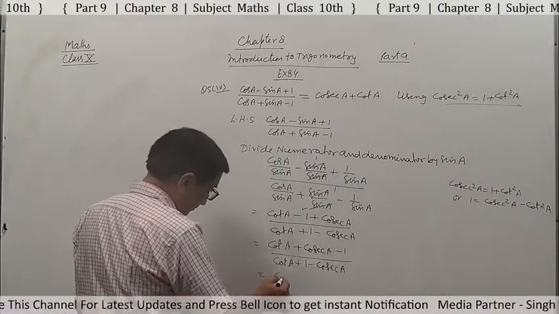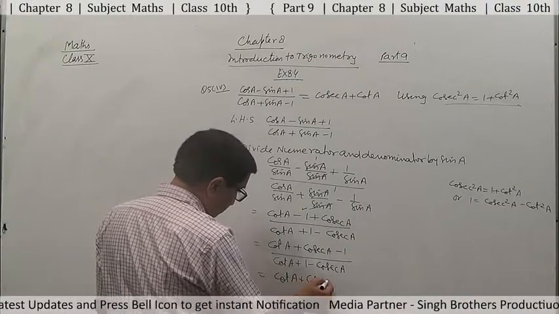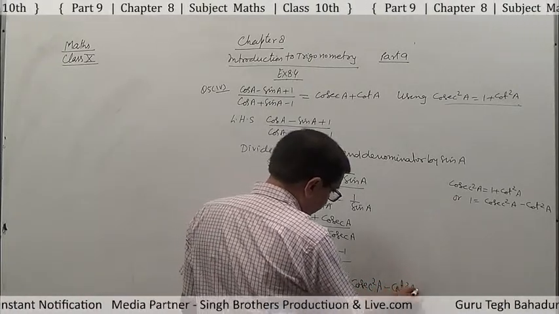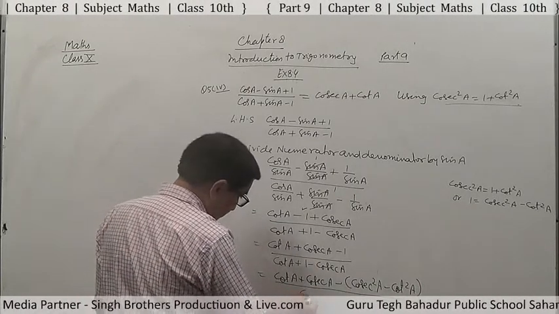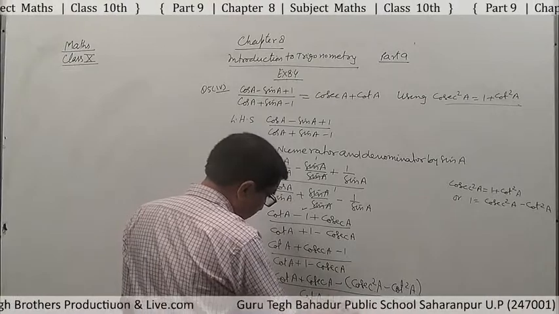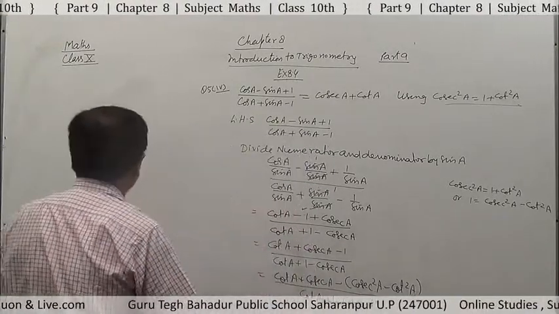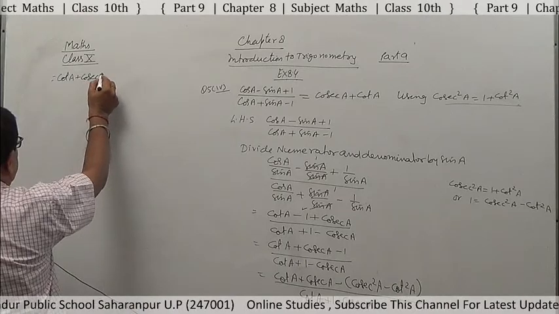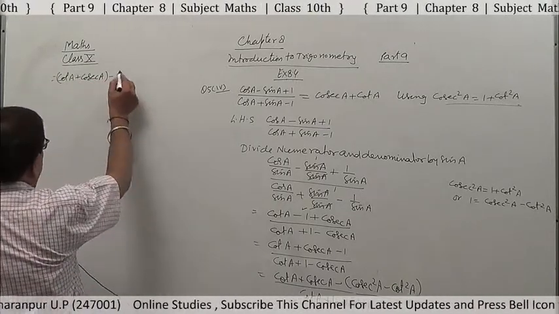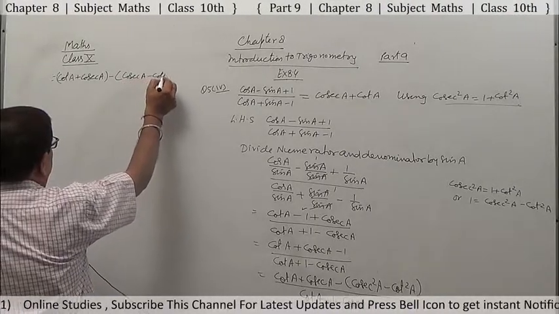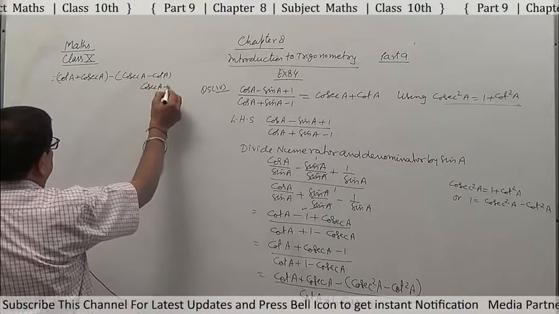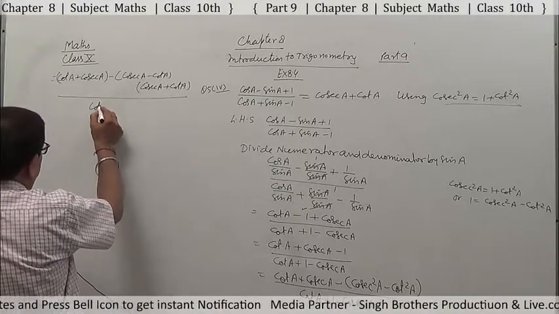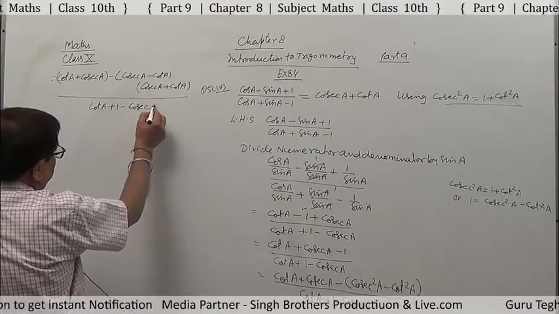So it is cot A plus cosec A minus cosec square A minus cot square A upon cot A plus 1 minus cosec A. So it will be cot A plus cosec A minus cosec A minus cot A, cosec A plus cot A upon cot A plus 1 minus cosec A.